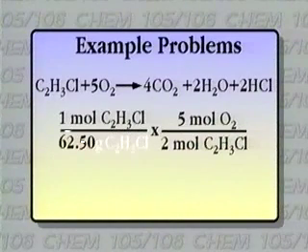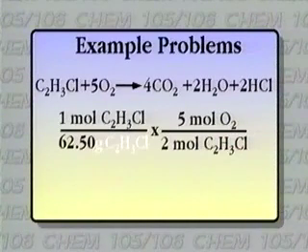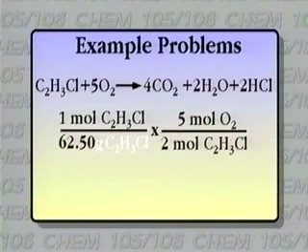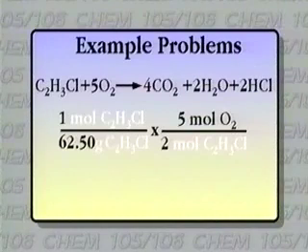And so now we'll put in another conversion factor here. We'll now multiply by 5 moles of oxygen per 2 moles of C2H3Cl. Now those units cancel, and we're finally left with moles of oxygen, which was what we asked for.